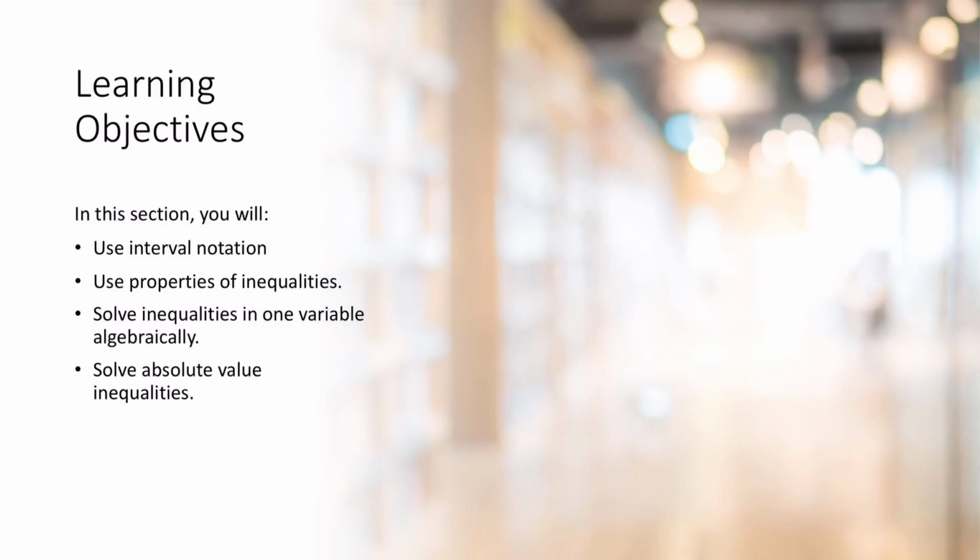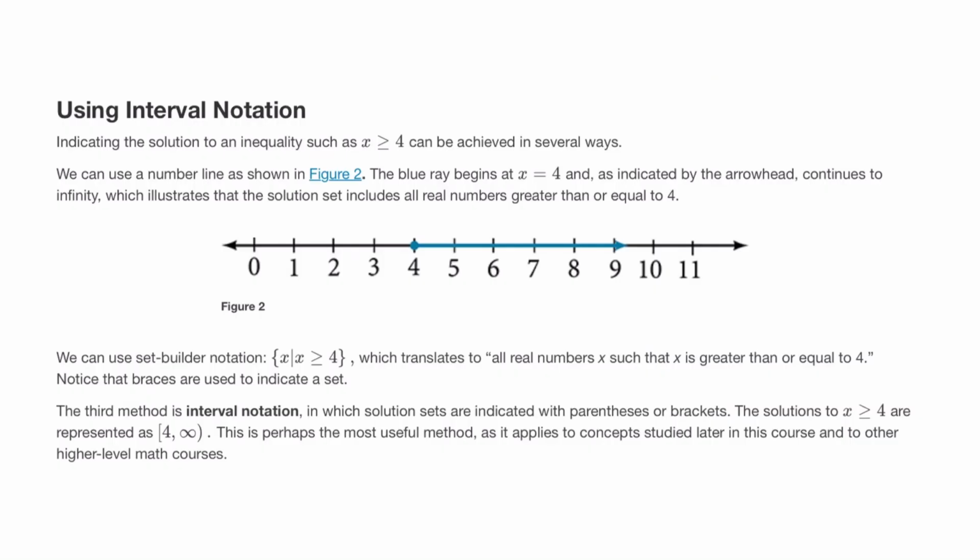And solve absolute value inequalities. So using interval notation, indicating the solution to an inequality such as x is greater than or equal to 4 can be achieved in several ways. We can use a number line as shown in figure 2. The blue ray begins at x equals 4, indicated by the arrowhead, continues to infinity, which illustrates that the solution set includes all real numbers greater than or equal to 4.